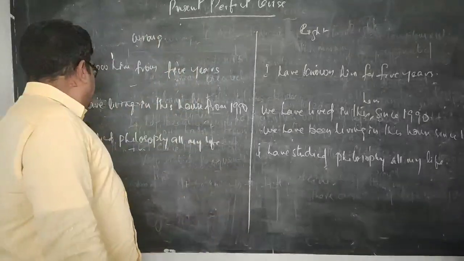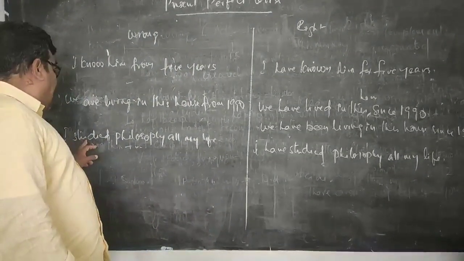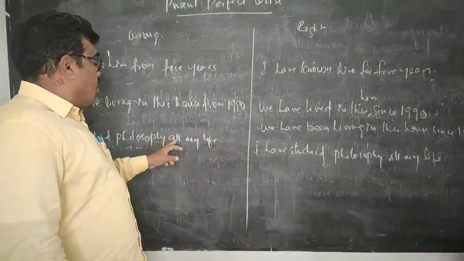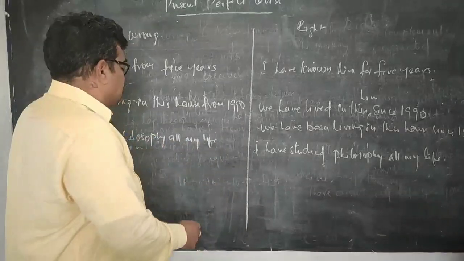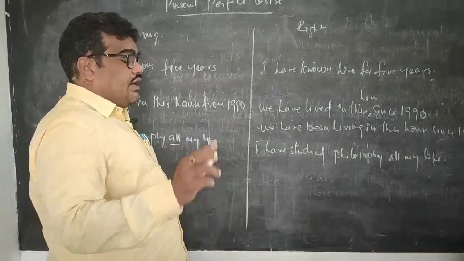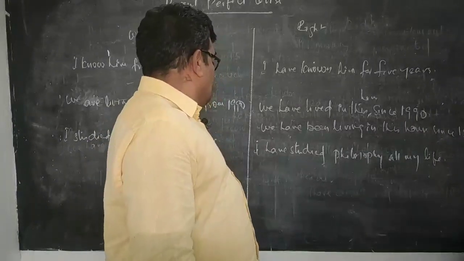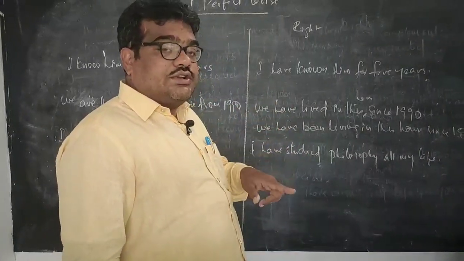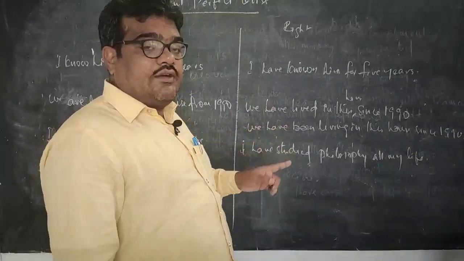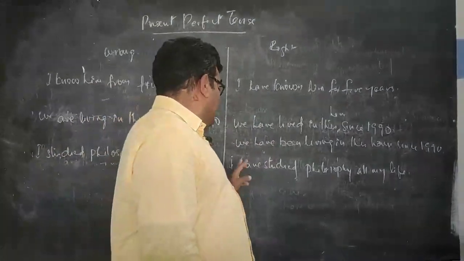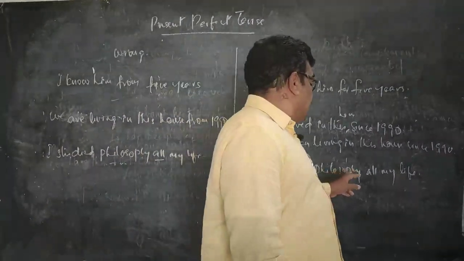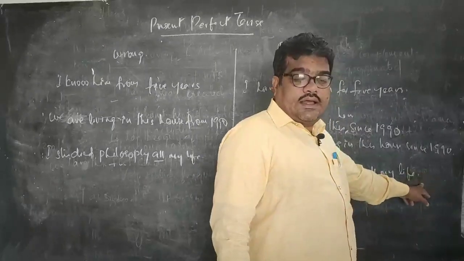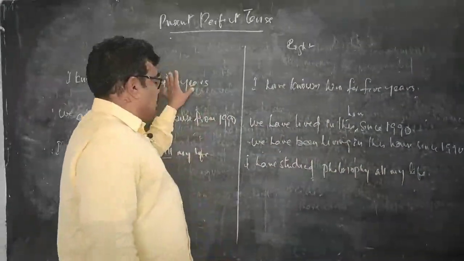Another example we shall take. "I studied philosophy all my life." When you are using a time expression, we have to use present perfect tense. All my life, all the time. For those expressions, we have to use present perfect tense. "I have studied philosophy all my life." Okay, copy down.